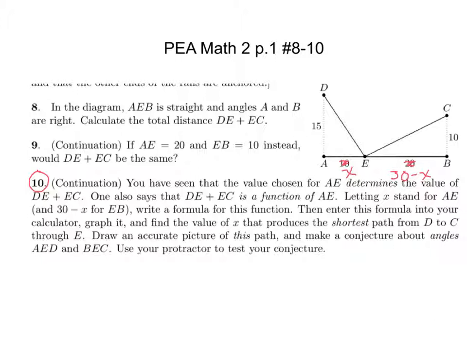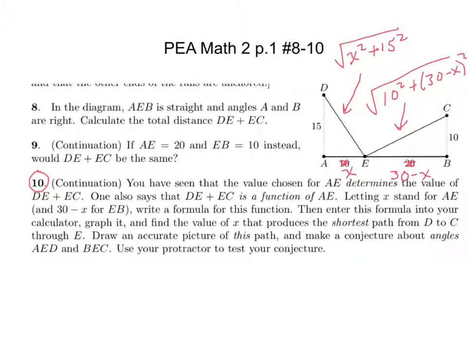Okay, so let's start with that. What would be the length here now of DE if that's X at the bottom? Square root of X squared plus 15 squared. And I'll just leave it like that for right now. We're going to use a calculator anyways, so I don't think it really matters if we leave it like that. What would the length here be then for EC? Square root of 10 squared plus 30 minus x squared.